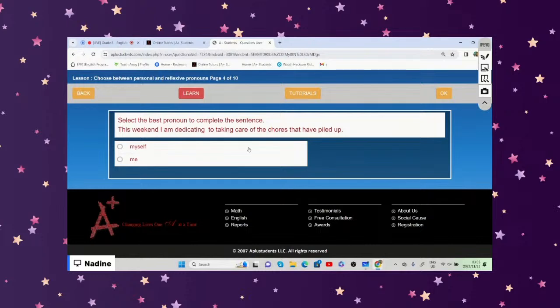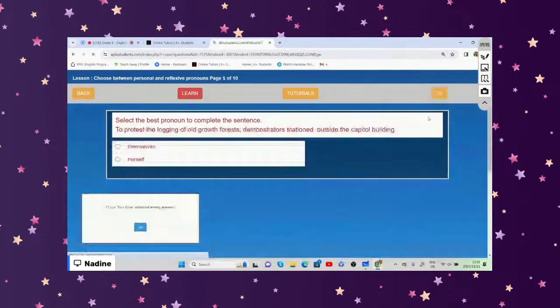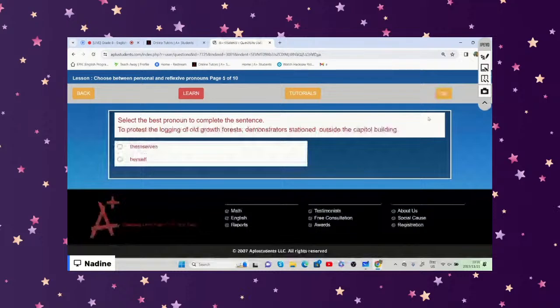And over here, we have I, which is the subject. And remember, if we are choosing the reflexive pronoun, then the reflexive pronoun needs to be able to refer back to the subject, which is I. And can it do that? Yes, because I myself. So we can say, I am dedicating myself to taking care of the chores that have piled up, because you are referring back to yourself. You are not referring to someone else. And myself is correct. So well done, guys.